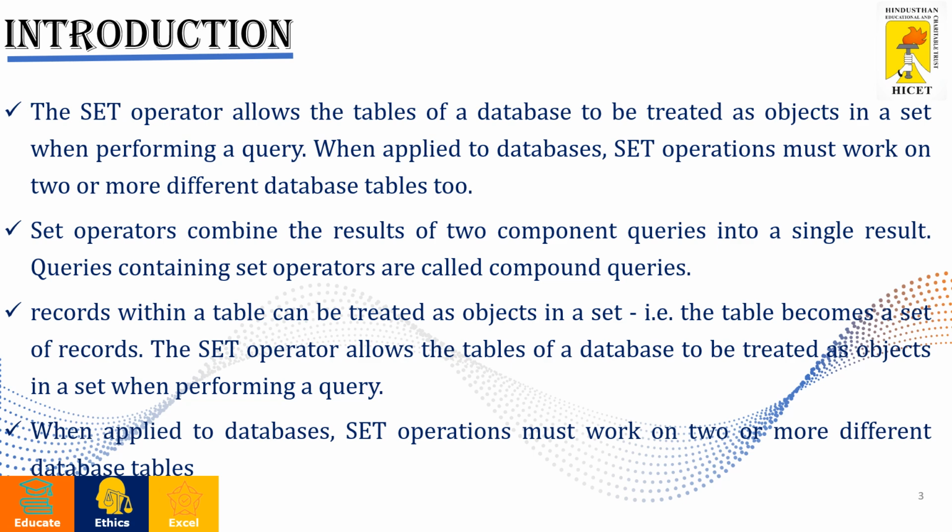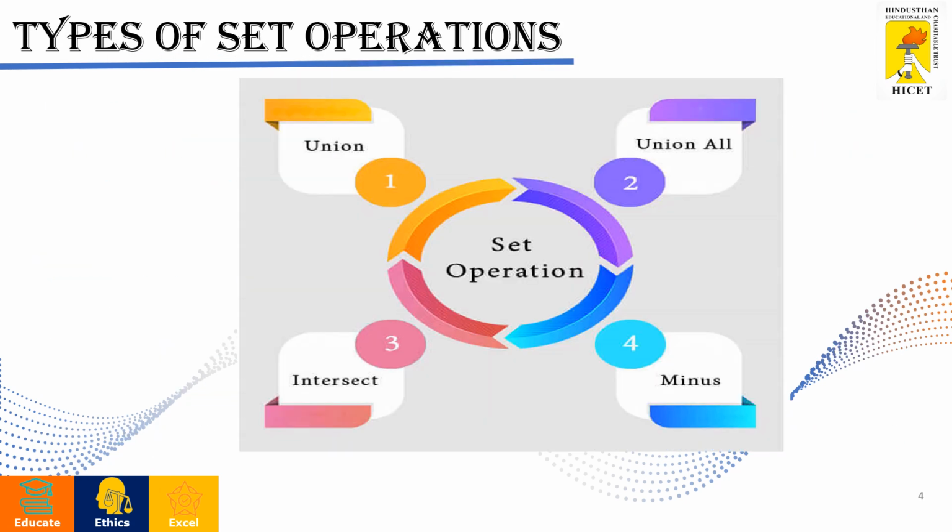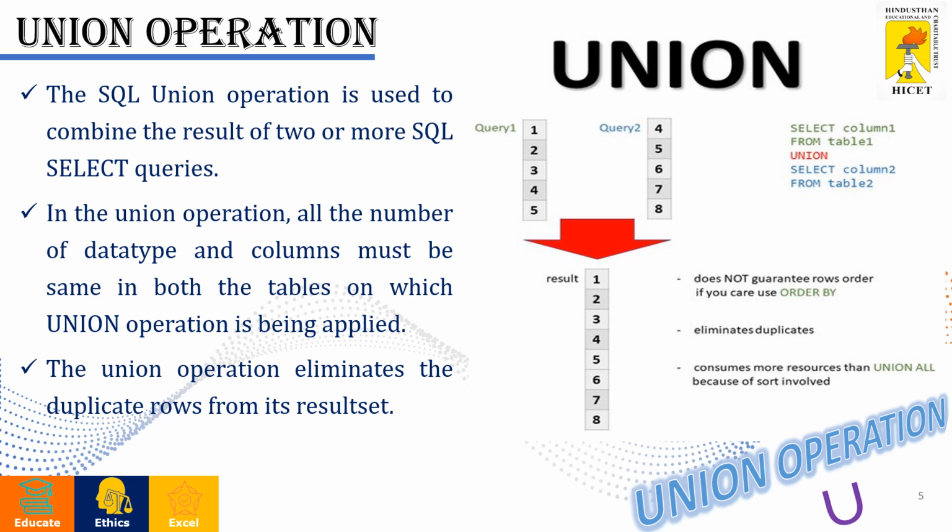Records within a table can be treated as objects in a set. That is, the table becomes a set of records. The set operator allows the tables of a database to be treated as objects in a set when performing a query. So as I said, there are four types of set operations: union, union all, intersect and minus.